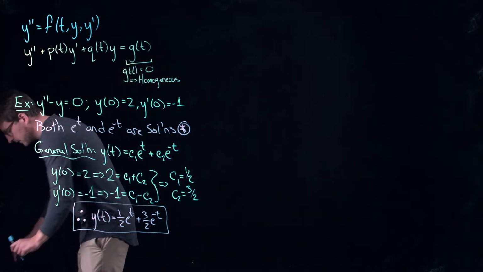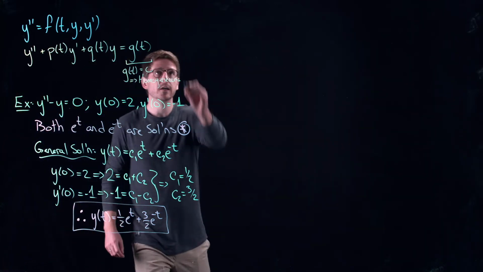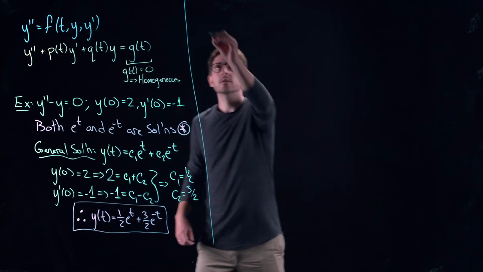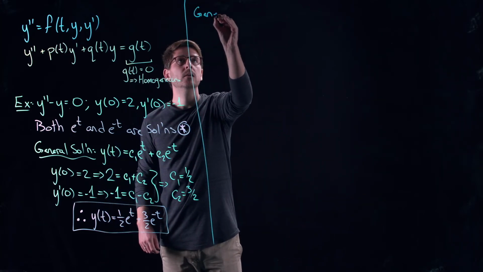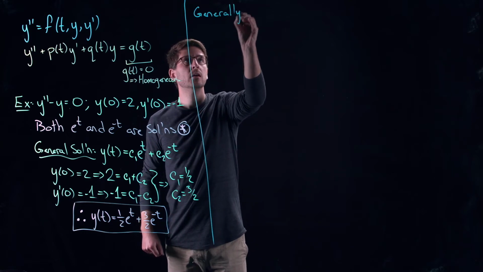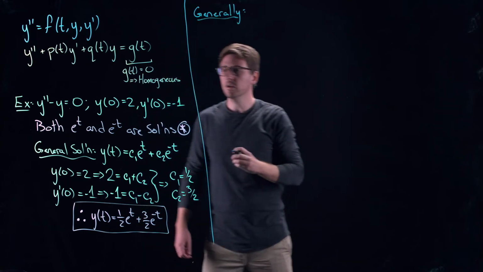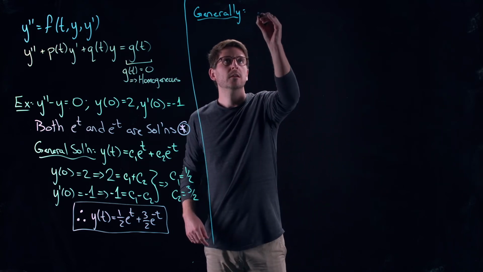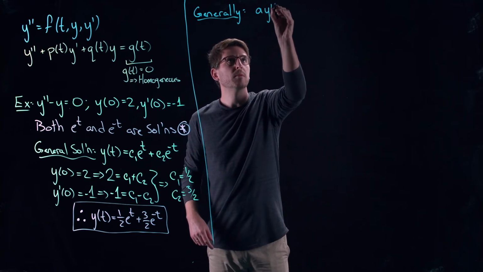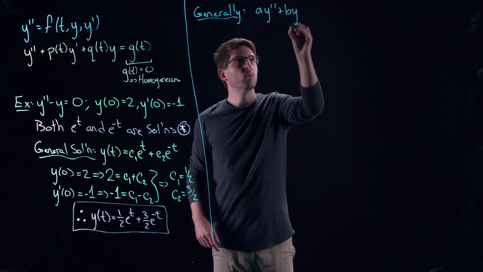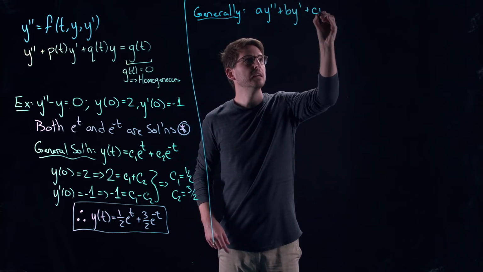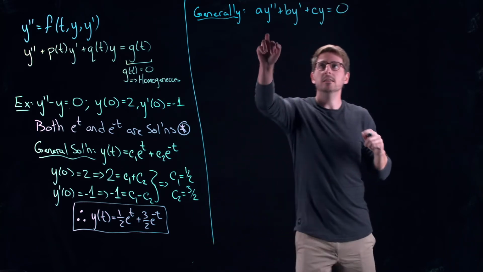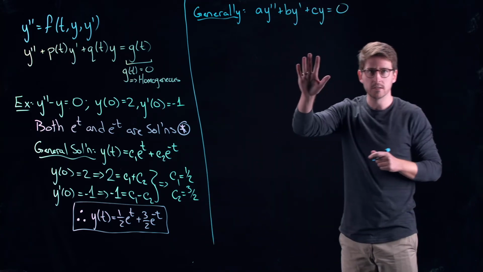Well, luckily, there is a general procedure at work here, and let me show you what it is. So let's say generally, imagine you're given an ordinary differential equation, a second order equation that looks like this. Let's say a times y double prime plus b times y prime plus c times y is equal to 0, where in this case a, b, and c are all constants.